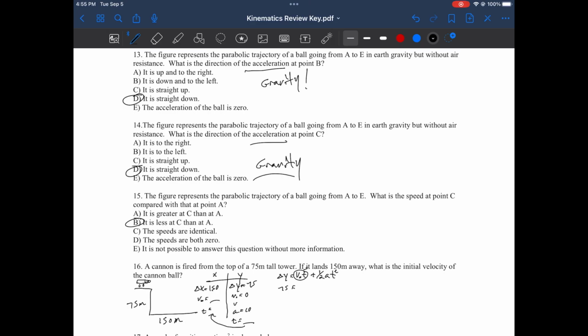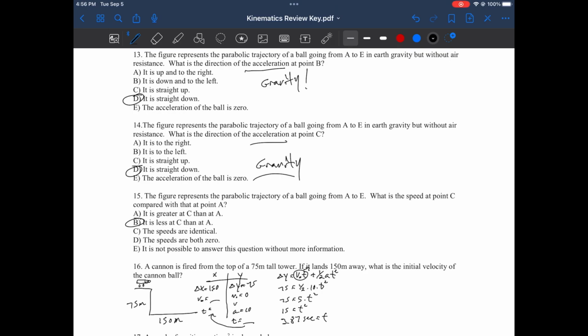If we just plug in some numbers and save some time, we've got 75 equals 1/2 times 10 times T squared. So 75 equals 5T squared. Divide both sides by 5 and then square root. That will get you the time. Don't forget you have to square root. That is T squared, and we're looking for T. 15 is T squared, so that means T has to be 3 point something. 3.87 seconds is our time.